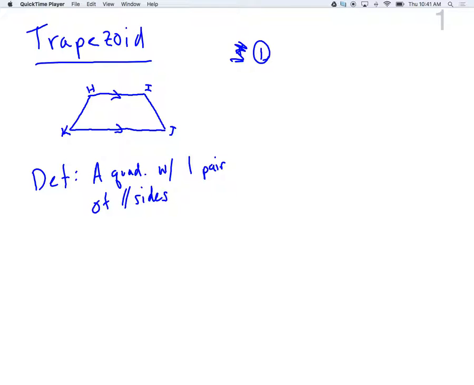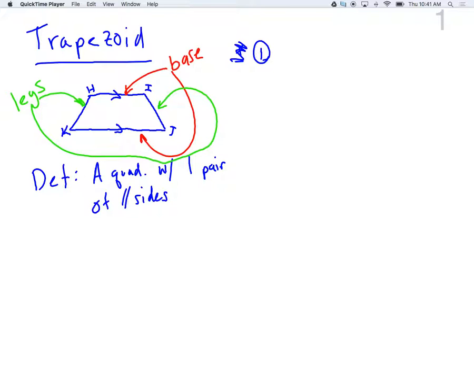Just for discussion purposes, these parallel sides in a trapezoid are called bases. So that's a base, and that's a base. The non-parallel sides are called legs, kind of like an isosceles triangle. The figure has four angles, and the angles connected to the same base are base angles. Angle K and angle J are base angles because they're attached to the same base. Angle H and I are corresponding base angles.